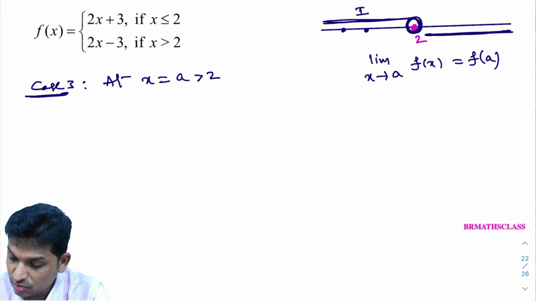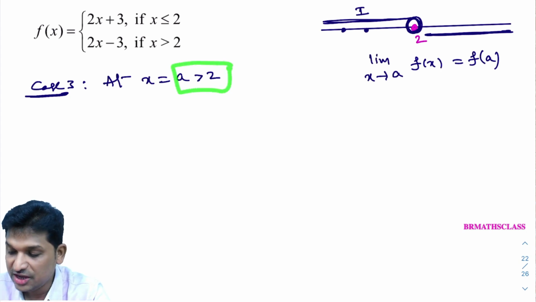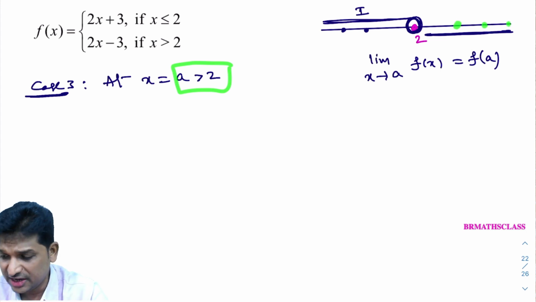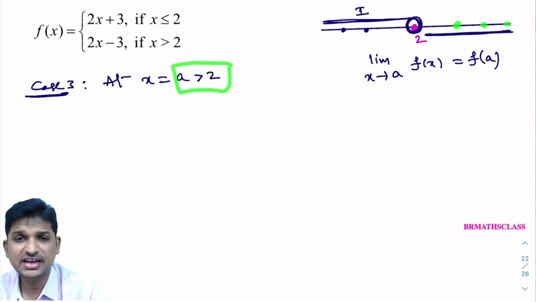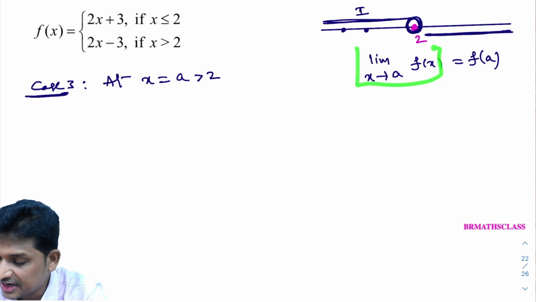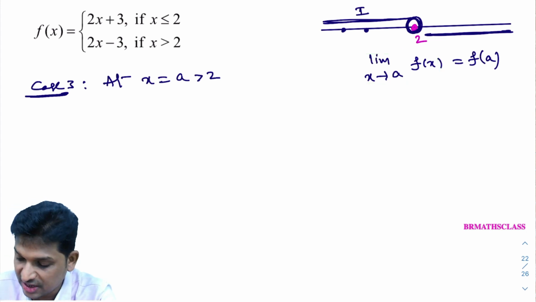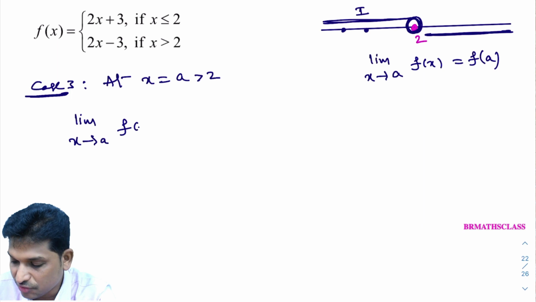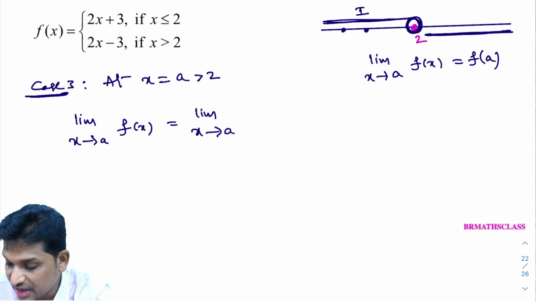Here x equal to a, what is a value? A value greater than 2 means you can take any number. You can take 3, 4, 5, any number greater than 2. You can take a value 100 also. So first I will calculate limit x approaches a, f of x.